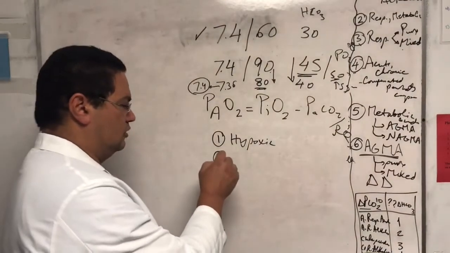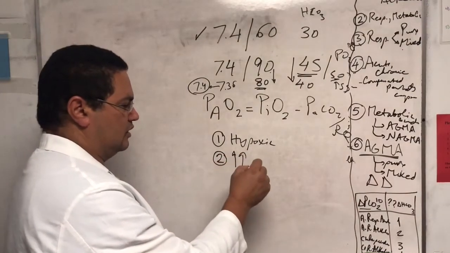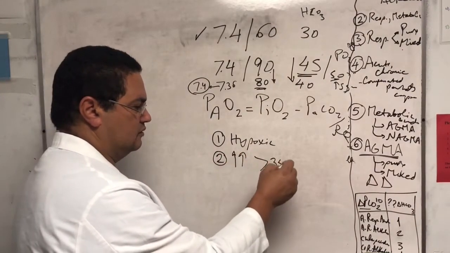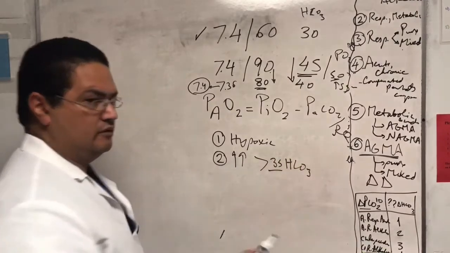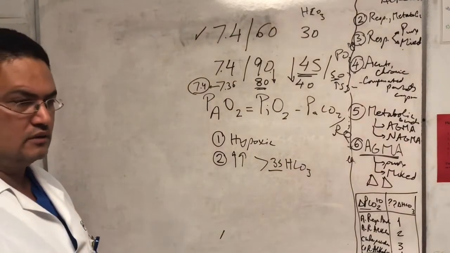Number 2, he's also having a very high bicarb, like the bicarb is above 35. Right? If it's below 35, don't try to bring it down. That's not the reason he's hypoxic.